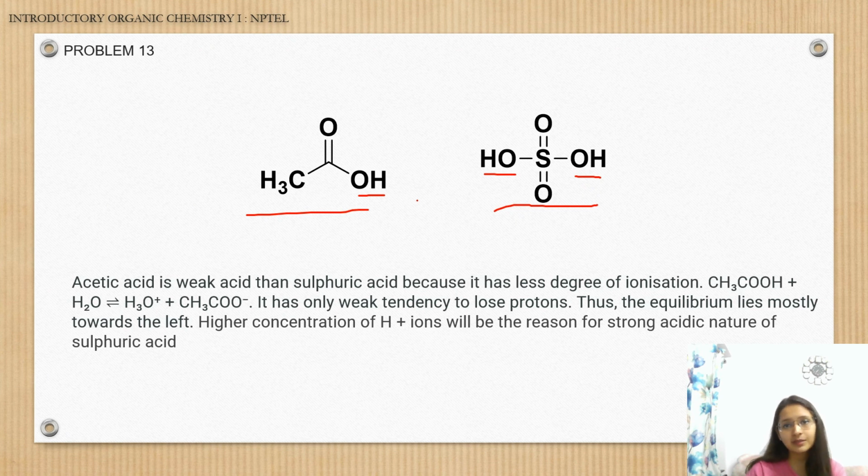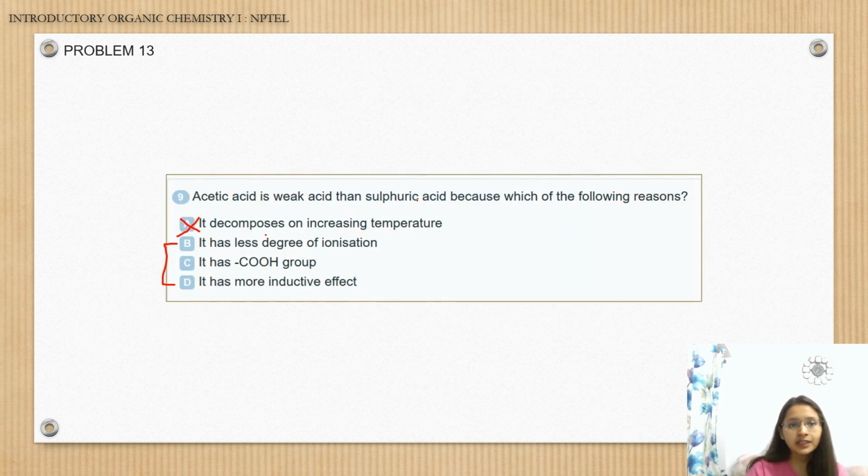So if you add it in the water, what happens? It will release two protons at a time. That is why the degree of ionization for H2SO4 is higher than acetic acid. So coming back to the question, they are asking in the option the reason of the weak acidity is it has a COH group. No, it is not the case. Inductive effect is not playing any role.